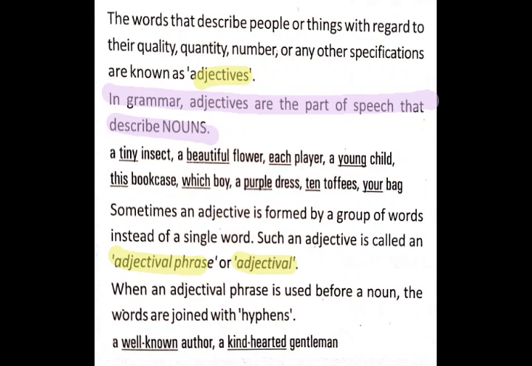For example, if we say a beautiful flower, here flower is the noun and what description we are giving? That it is beautiful. So beautiful is an adjective. Same way, a kind-hearted gentleman. Gentleman is a noun and the word which we are using to describe that person is kind-hearted. Now see, here we have used 2 words, kind and hearted. So it is an adjectival phrase or an adjectival.